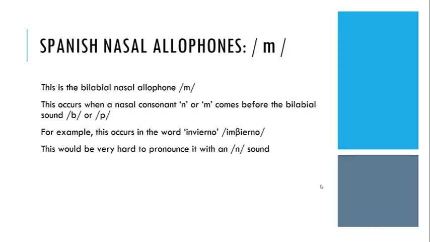The first nasal allophone we will look at is actually the m sound. This is the bilabial nasal allophone, and it occurs when a nasal consonant n or m comes before the bilabial sound b or p. For example, this occurs in the word invierno, or winter.